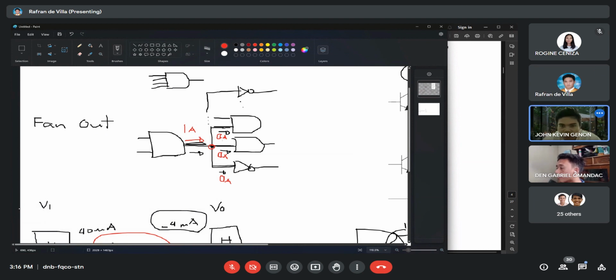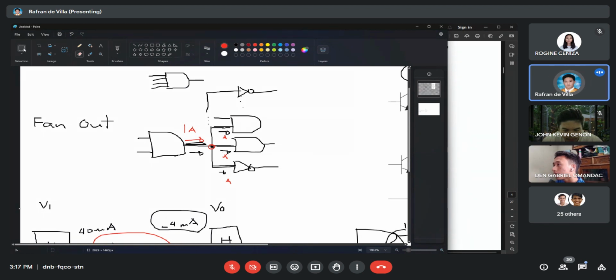Sir, the algebraic sum of all currents entering and exiting the node is equal to zero. The sum of all the current that enters, if it exits the node, will equal zero. The sum of the current that entered the node, in the circuit, sir.